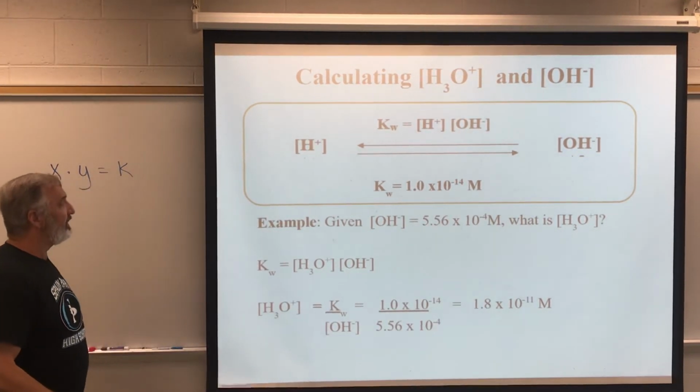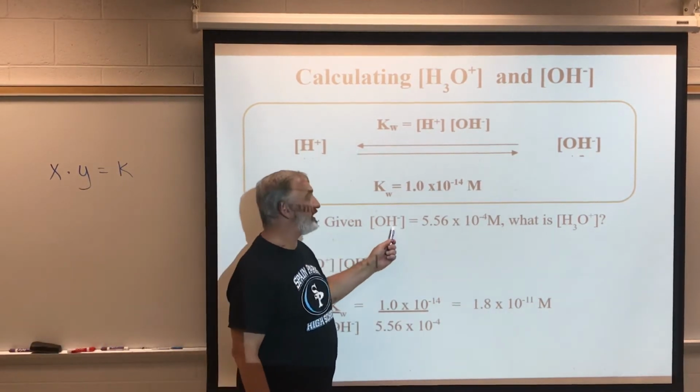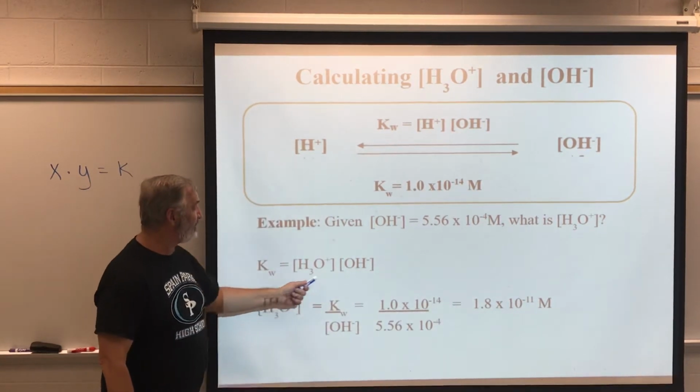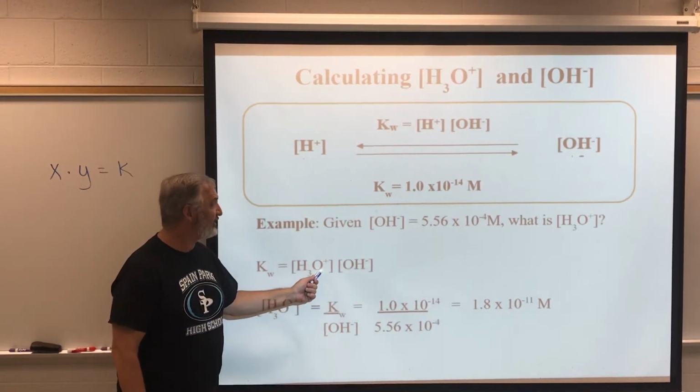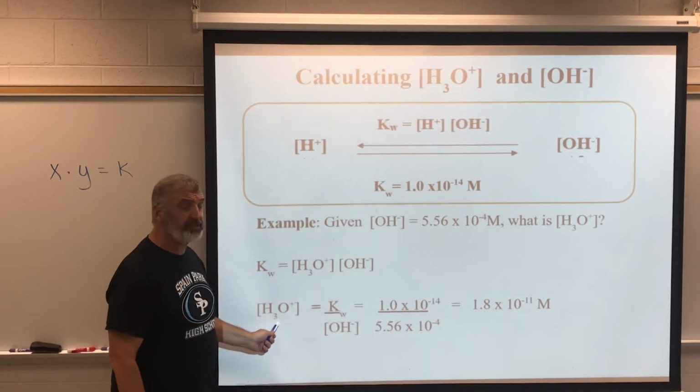Okay? Now, here's another example. Given the OH minus. Now instead of giving the H plus, we're giving the OH minus, but everything's the same. Now we're going to divide both sides by OH minus to find the H3O plus.